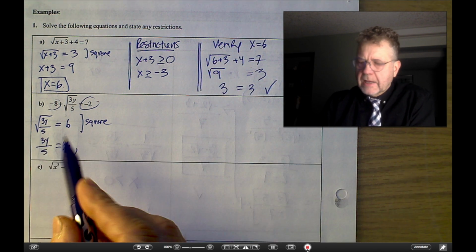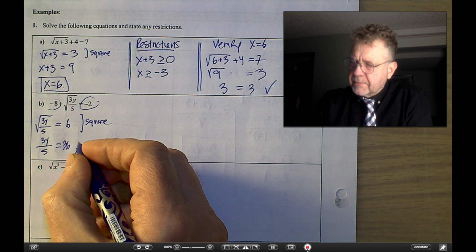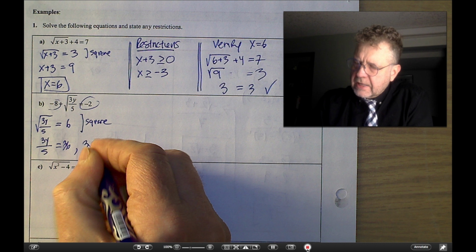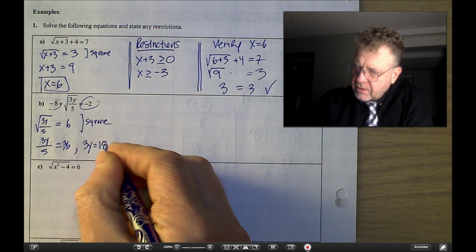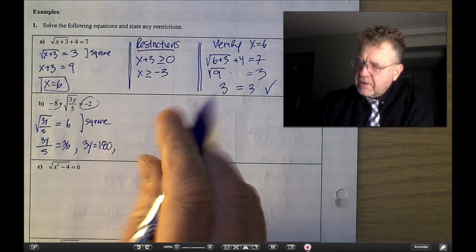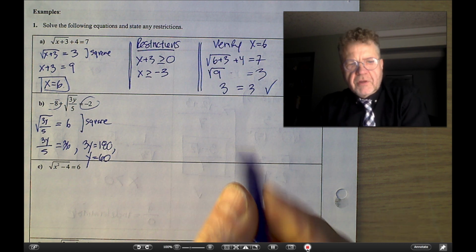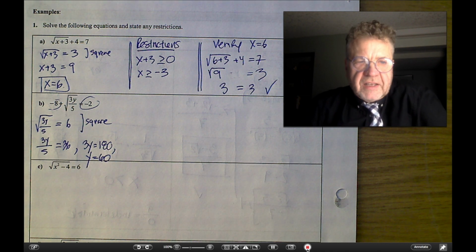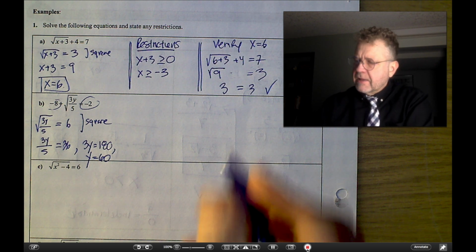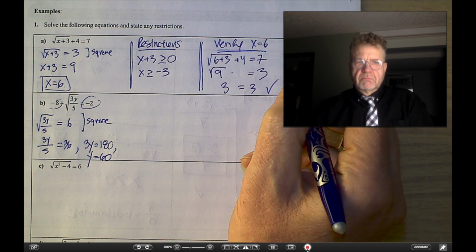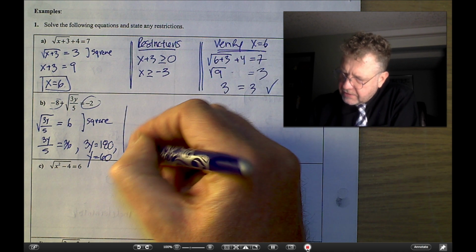And when I multiply both sides by 5 to clear the fraction, clear the denominator, I'm going to get 3y equals, well, 5 times 36 is 180. And when I finish this off, I'm going to get y equals 60. All right. So we think y is going to be equal to 60 here. We're going to check it against our restrictions, and then we're going to verify, and then we're going to see if we're correct. Hint, we are correct. Okay, so let's look at restrictions.